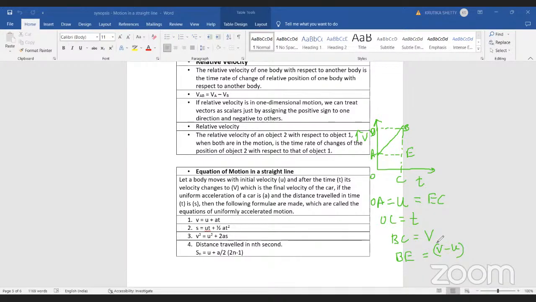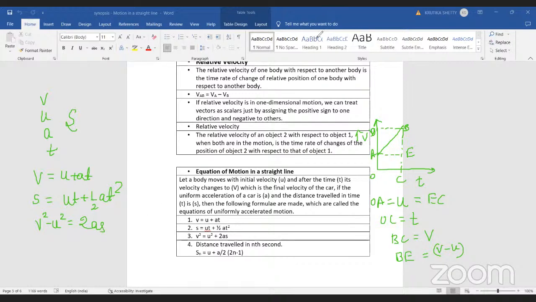Okay. So by considering all these factors, we will derive the three equations of motion. The first one: if we say the final velocity is V, the initial velocity is U, acceleration A, the time is T, and the distance traveled by the body is S. Now the equations of motion are given by V is equal to U plus AT, that is final velocity is equal to initial velocity plus acceleration into time. S, the distance traveled, is equal to UT plus half AT square. Then V square minus U square is equal to 2AS. The terms carry the meaning: initial velocity, final velocity, acceleration, time and the distance traveled.